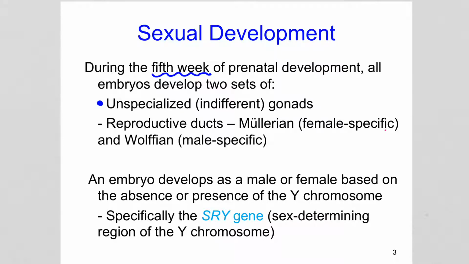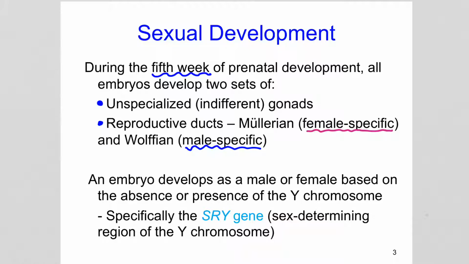We also have 2 sets of reproductive ducts. So in every individual at this point, they have the same 2 sets of ducts. We have a Müllerian duct, which we consider to be female specific, because we will see that it will go on to become or give rise to the uterine tube. And we also have a Wolffian duct, and that's the male specific duct. It's going to go on to become the vas deferens of the male. But at this point, every individual has both.